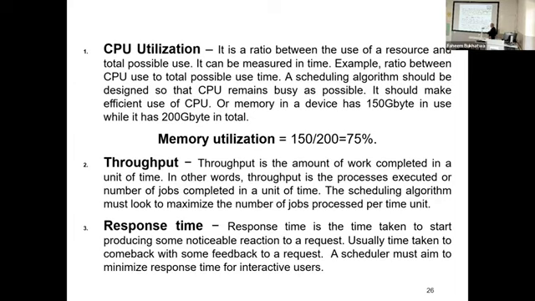In other words, throughput is the number of jobs completed in a unit time. Could be an hour, could be a day. The scheduling algorithm must look to maximize the number of jobs. So if you set your quantum to a certain level and run your programs today in a company, and you run 500 programs, and tomorrow you modify it and you run 700 programs, then you say, oh, the new setting is better.